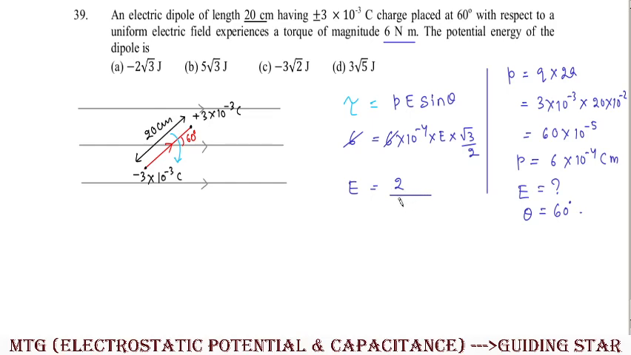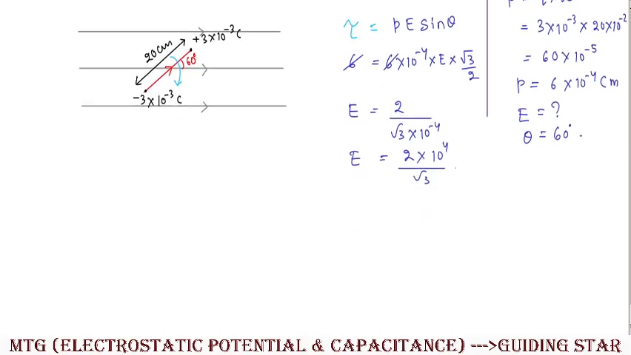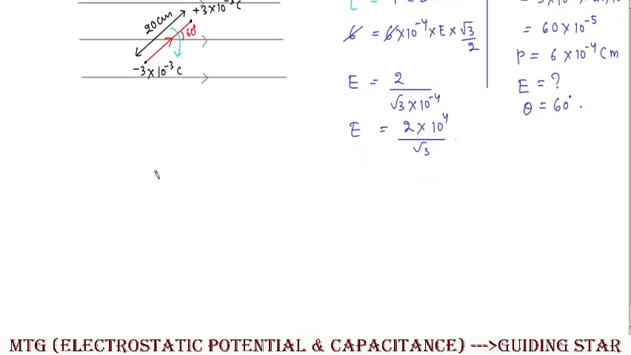So obviously E will be equal to 2 divided by root 3 into 10 to the power minus 4. So finally the electric field will be equal to 2 into 10 to the power 4 divided by root 3. Clear? So this much electric field we get. Okay, if this is the electric field we are getting, then what is the potential energy of the dipole in that particular case? We know that the formula for potential energy is minus P dot E.